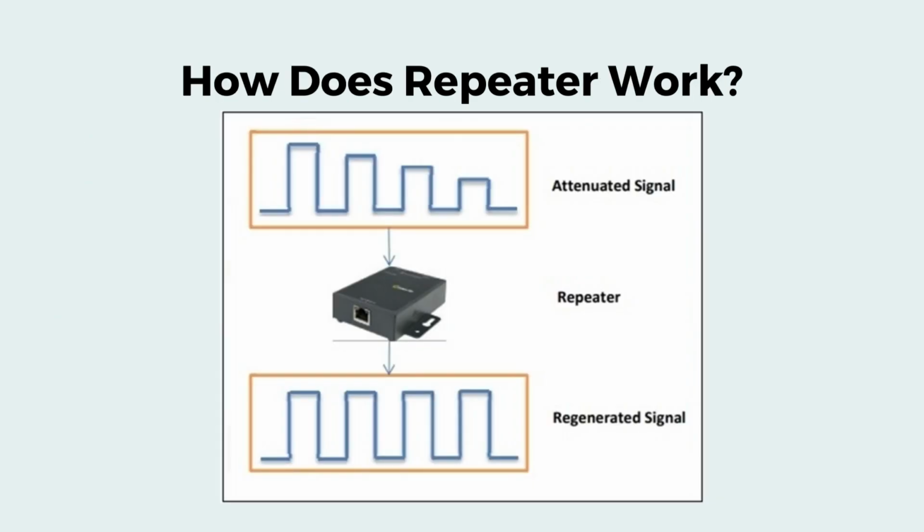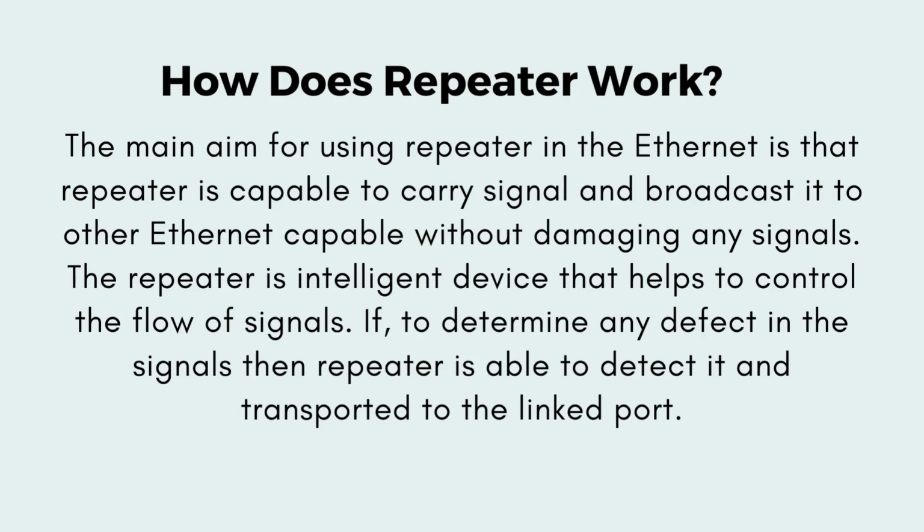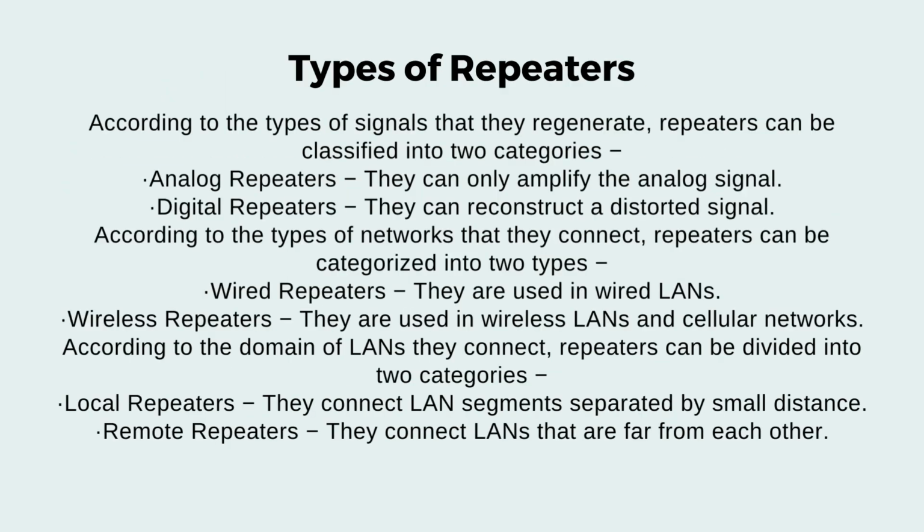How does a repeater work? The main aim of using a repeater in Ethernet is that the repeater is capable of carrying a signal and broadcasting it to other Ethernet devices without damaging any signals. The repeater is an intelligent device that helps to control the flow of signals. If it determines any defect in the signals, then the repeater is able to detect it and transport it to the linked port.